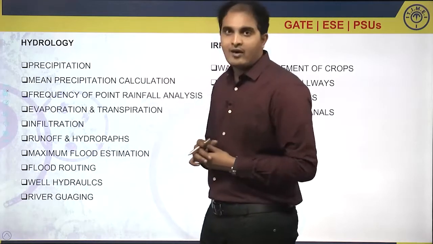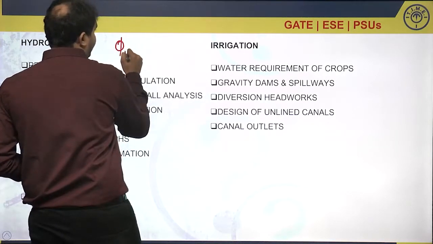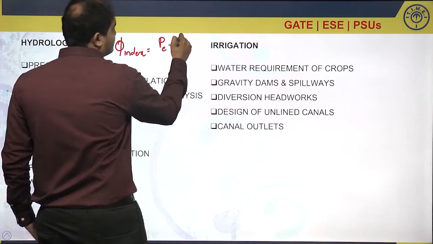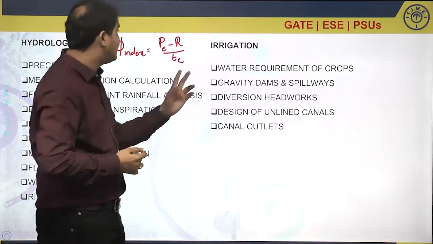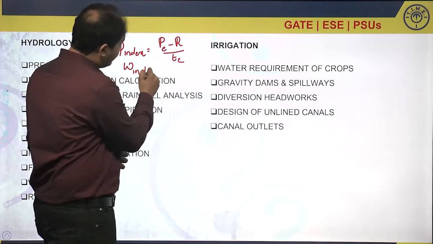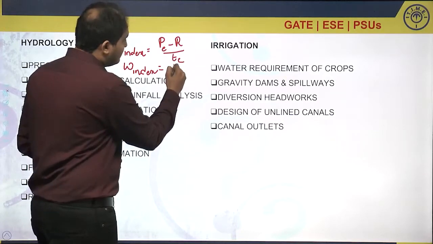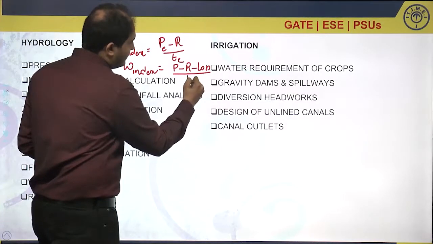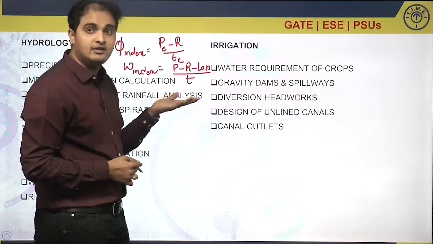So all these things we have. So I can write phi index is equal to PE minus R by TE, where PE is your effective rainfall, TE is the time that the effective rainfall is occurring, whereas the W index can also be called the average infiltration parameter, that is equal to P minus R minus losses by T. So in this you are also considering the initial losses like infiltration and evaporation losses as well.